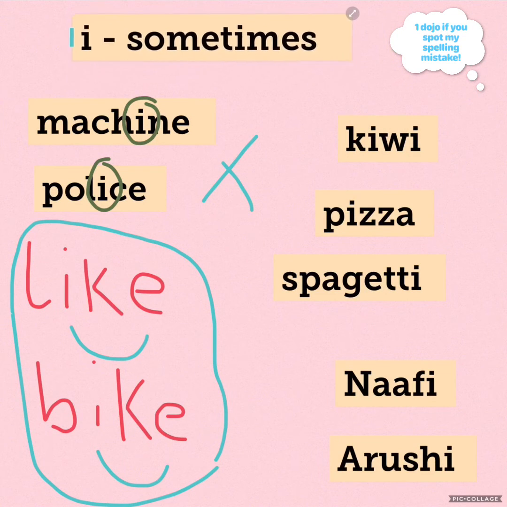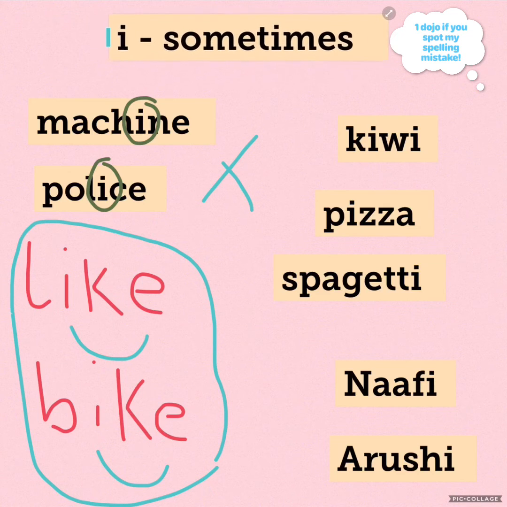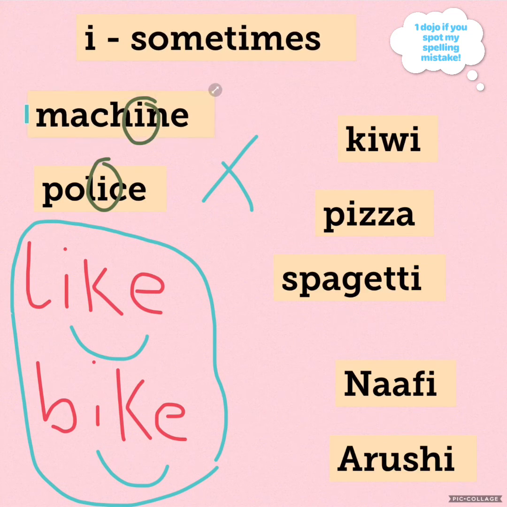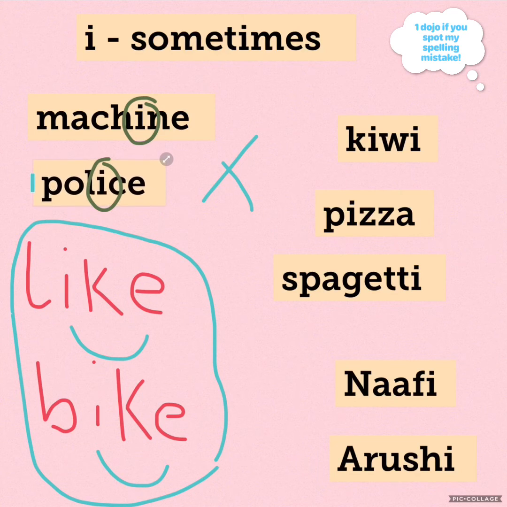Boys and girls, only sometimes in English does the I represent the long E sound. For example, if you look at machine, here the I represents the long E sound. And in the word police, the I represents the long E sound. Machine and police are not like the split vowel digraph I words like bike that I've written down below.